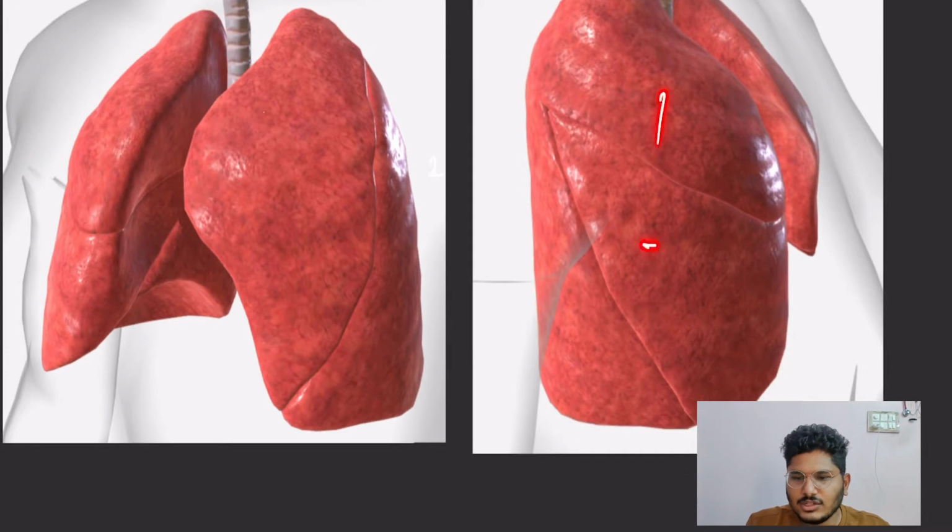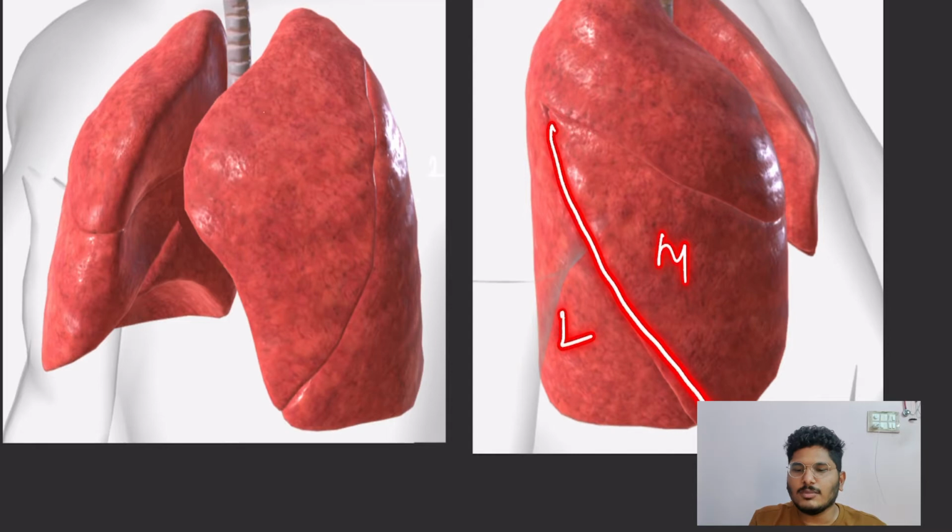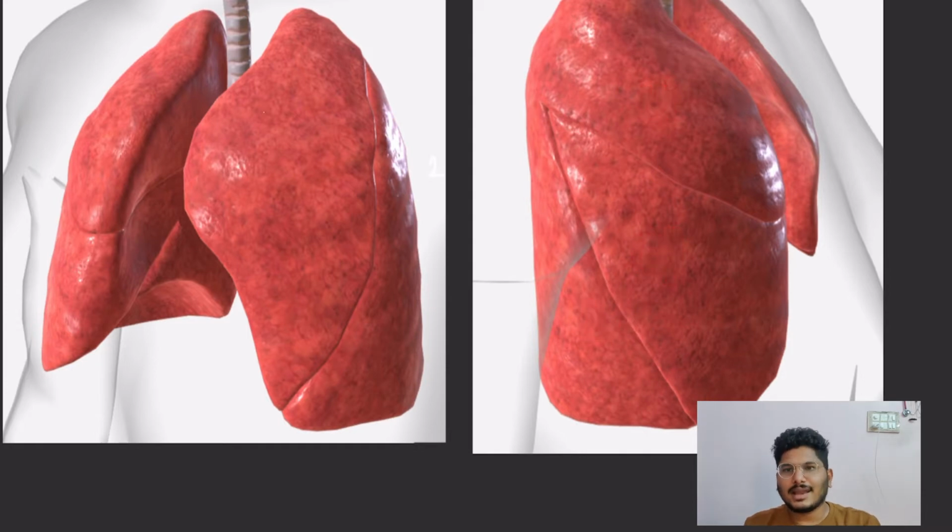This right lung has three lobes, which are divided by two fissures. This fissure is called a transverse fissure, and this fissure is called an oblique fissure anteriorly. The transverse fissure divides the upper lobe and the middle lobe, and the oblique fissure divides the middle lobe and the lower lobe. So the oblique fissure and transverse fissure divide the right lung into upper, middle, and lower lobe.